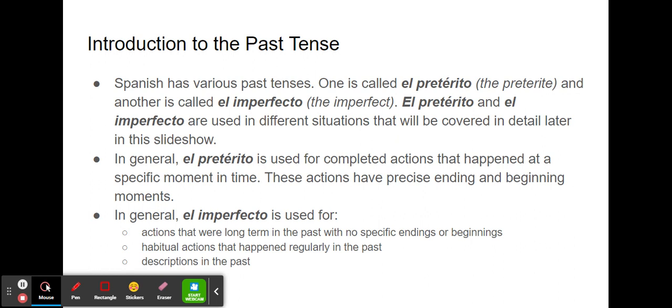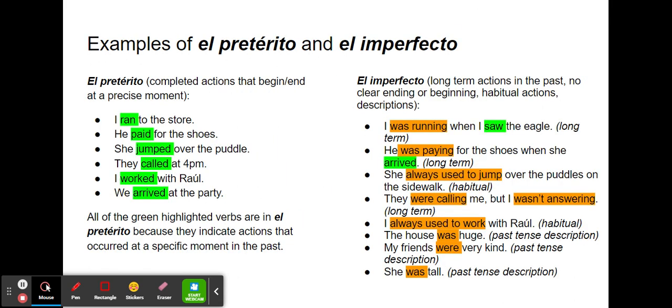On the other hand, el imperfecto is used for actions that were long term in the past with no specific endings or beginnings. Anything that's going on for a long time in the past will probably be imperfecto. It can also be used for habitual actions that happened regularly in the past, over and over again, maybe something that you used to do a lot as a child, and descriptions in the past of what things looked like or what things were like that don't actually include any action. So that is some general information. Let's look at some examples.